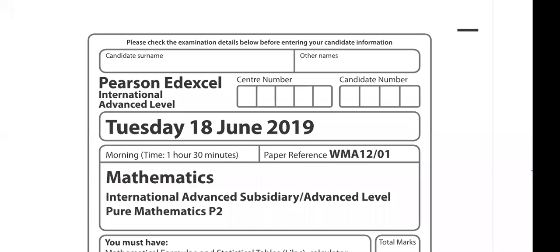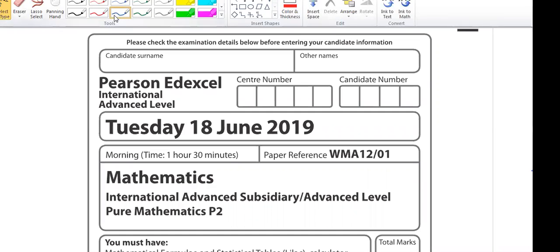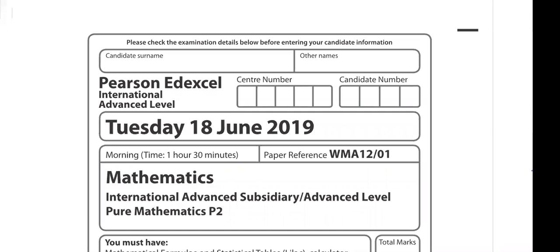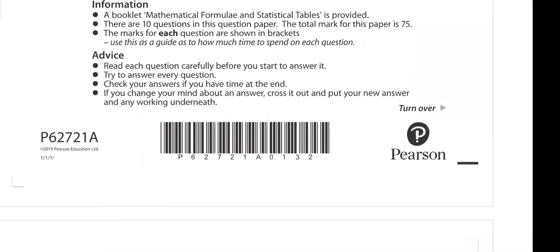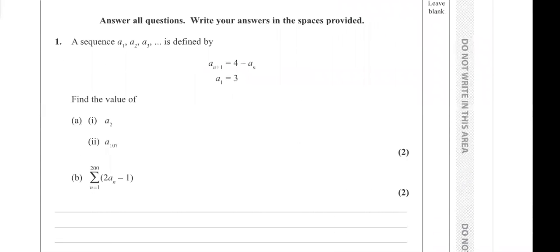So we are going to do this June 2019 paper for Pure Mathematics 2, P2, with the new mark scheme. The first question is a sequence a1, a2, a3, and so on, defined by a(n+1) equals 4 minus a(n), and a1 is 3. Meaning the first term of the sequence is given as 3. In part a1 you have to find the value of a2.